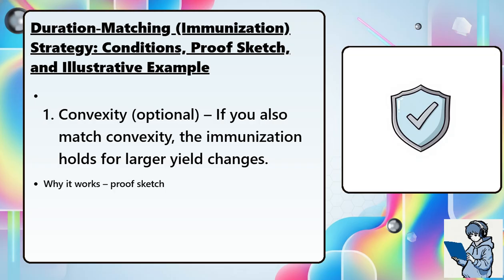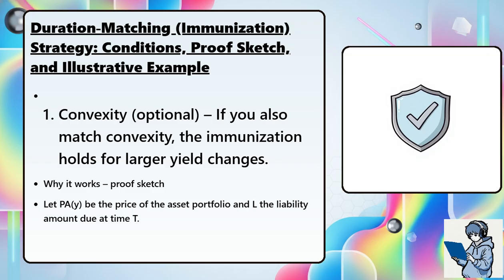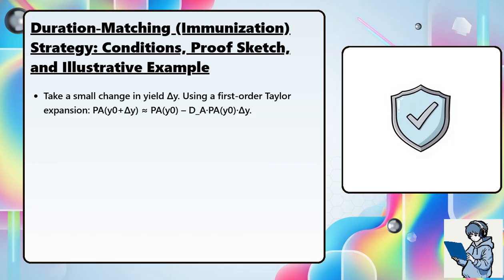Why it works. A proof sketch. Let P_A(Y) be the price of the asset portfolio, and L the liability amount due at time t. Present value condition. P_A(Y0) equals L divided by (1 plus Y0) to the t. Take a small change in yield, delta Y, using a first-order Taylor expansion. P_A(Y0 plus delta Y) approximately equals P_A(Y0) minus D_A times P_A(Y0) times delta Y.